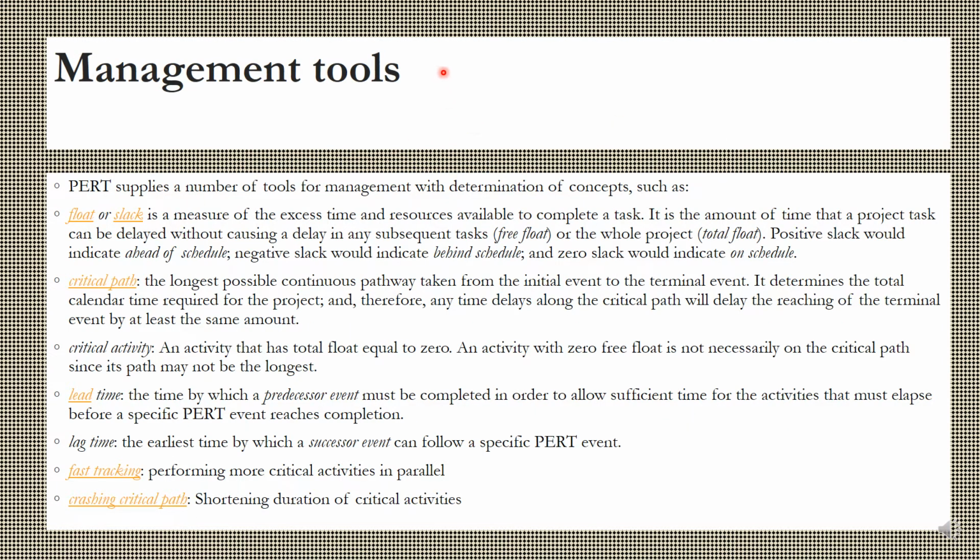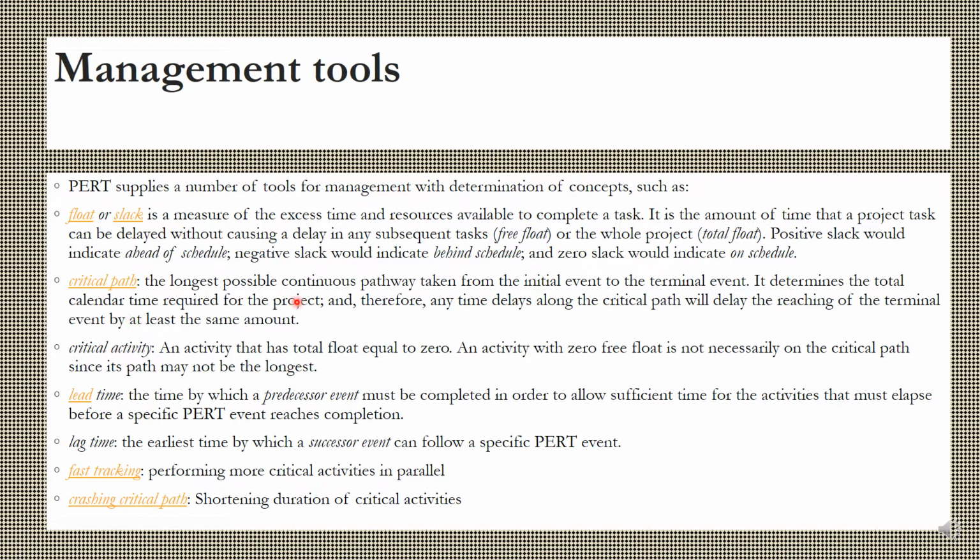Now, what are the management tools? PERT supplies a number of tools for management with determination of concepts such as float or slack. I told you that there is slack. What is that? It is a measure of excess time and resources available to complete a task. That is known as slack. It is the amount of time that a project task can be delayed without causing a delay in the subsequent tasks, that is the free float, or the whole project, the total float. Positive slack would indicate ahead of schedule, negative slack would indicate behind schedule, and zero slack would indicate it is on time.